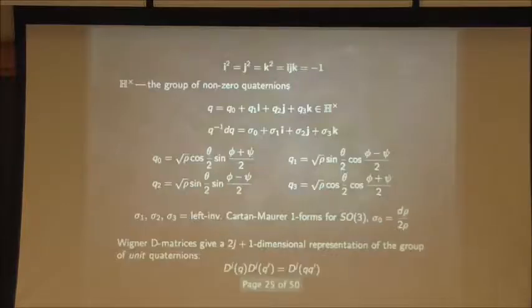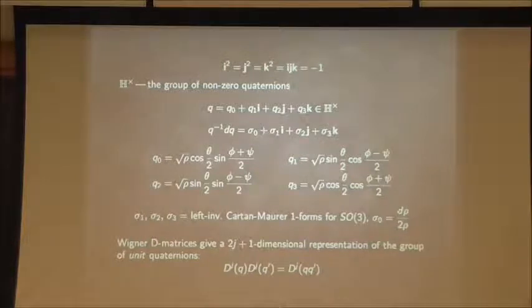I'm going to remind you of a few things about quaternions that I'm going to need later on. So this is the quaternion algebra. The non-zero quaternions, endowed with quaternion multiplication, form a group. This is the left invariant Cartan-Maurer form with 4 real components. Now you can parameterize quaternions alternatively by a length, rho, and 3 Euler angles in this way. And then sigma 1, sigma 2, sigma 3 are going to be the left invariant Cartan-Maurer forms, sigma 0 is going to be d rho over 2 rho. And the usual things.